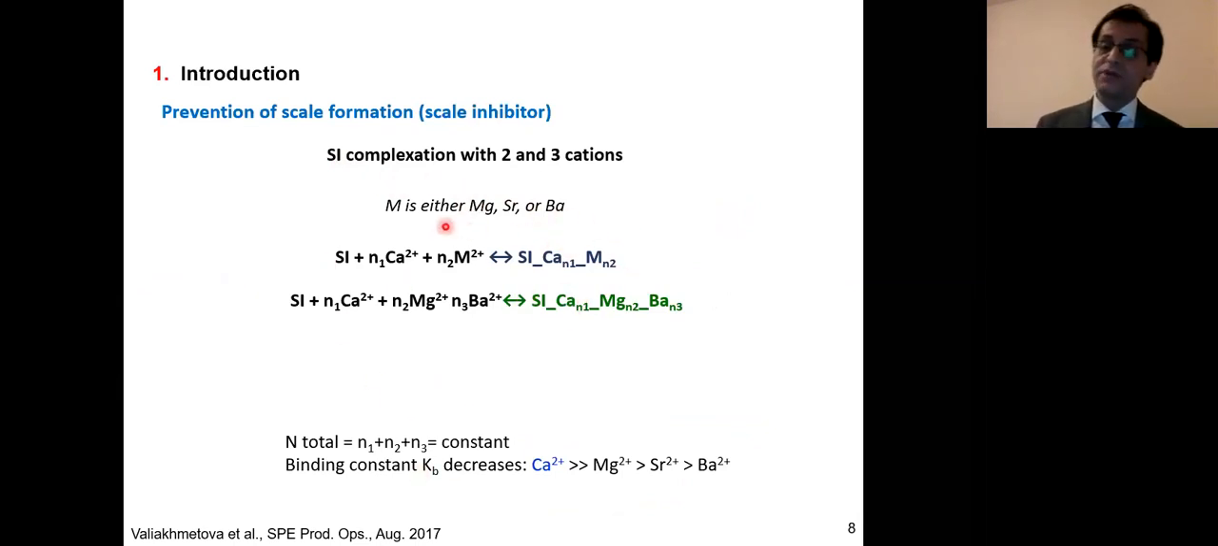So as a brief introduction to precipitation of scale inhibitors with divalent cations, we need two parameters: higher pH and higher concentration of divalent cations, particularly calcium.